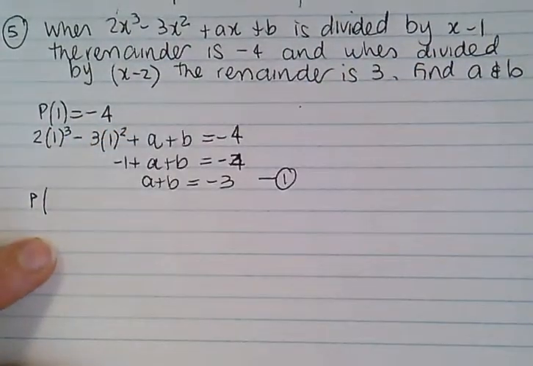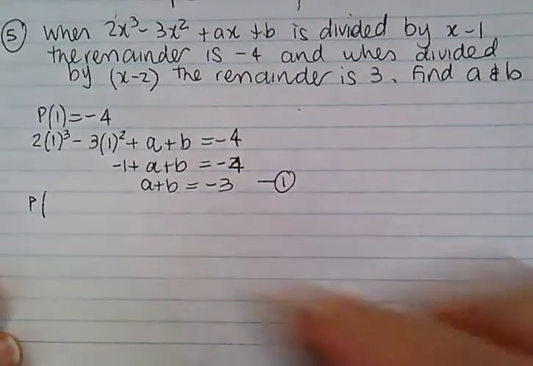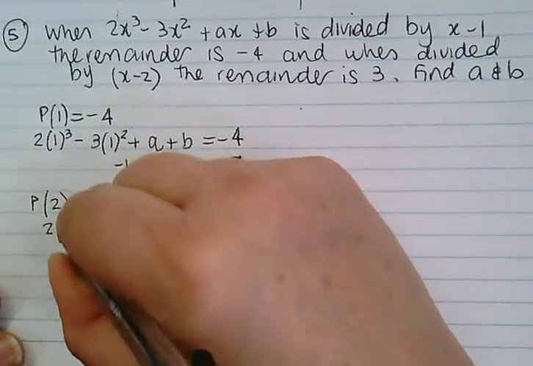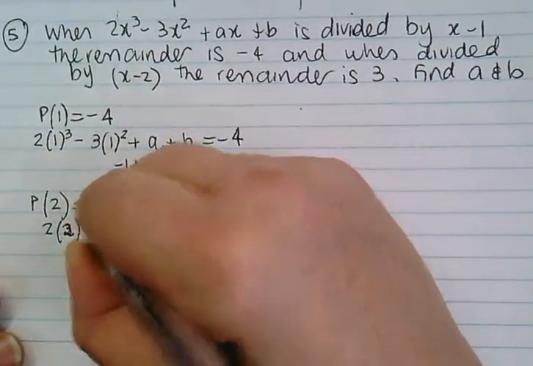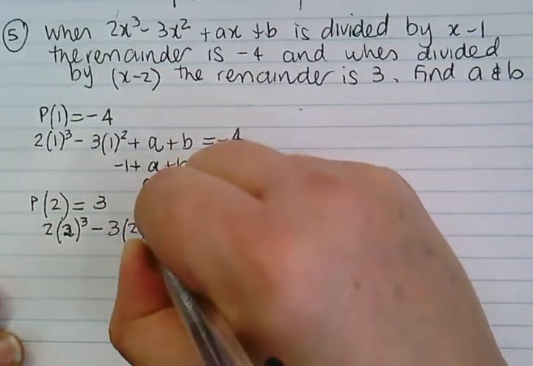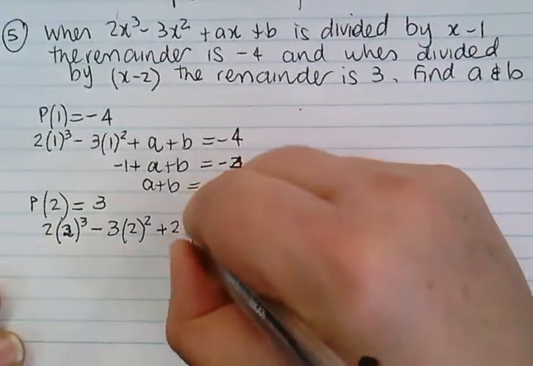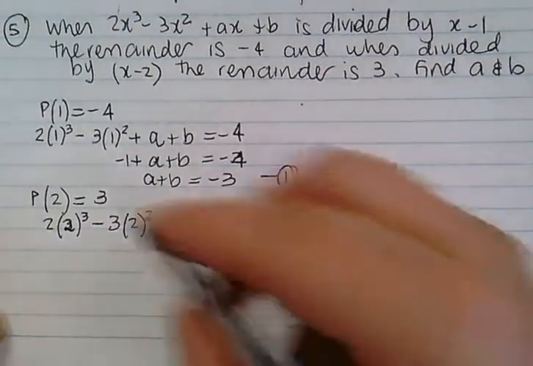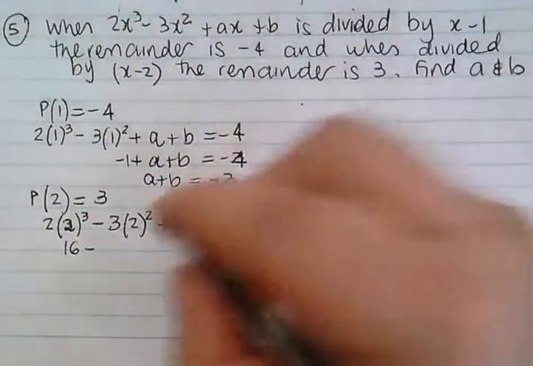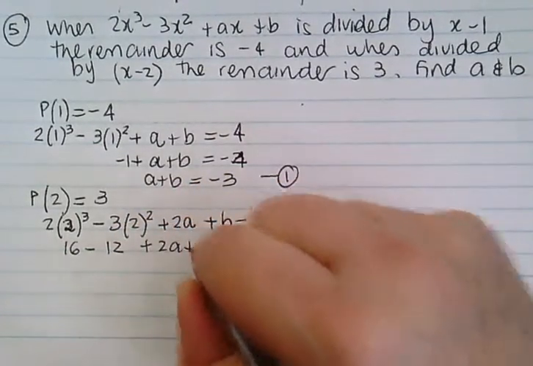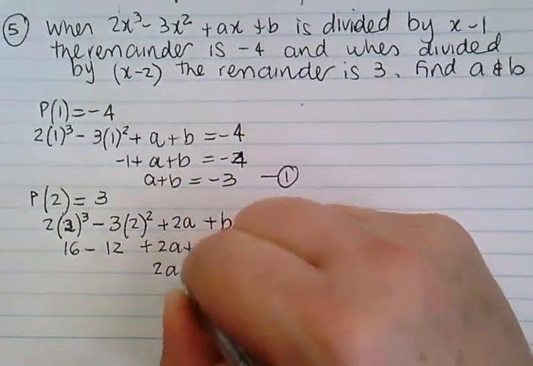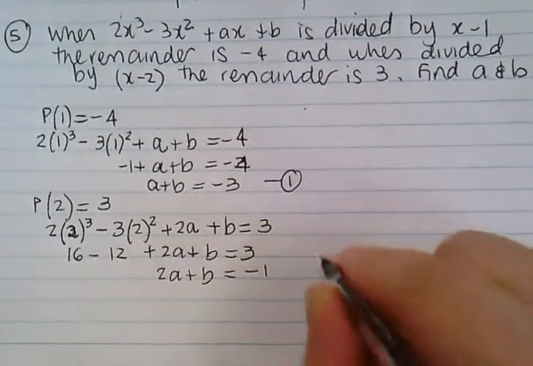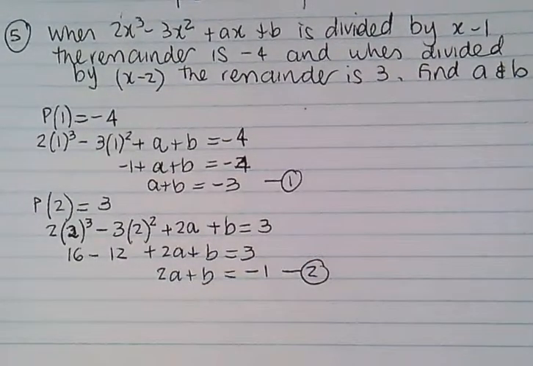What's the second one? P of 2. The answer will be 3. So let's do P of 2: 2 times 2 cubed minus 3 times 2 squared plus a times 2, which is plus 2a, plus b is, the remainder is 3. So that's 16, take away 12, plus 2a plus b is 3. So therefore 2a plus b is 3 minus 4, which is minus 1. That's equation 2.